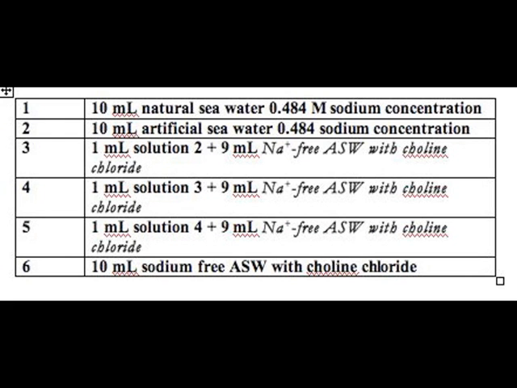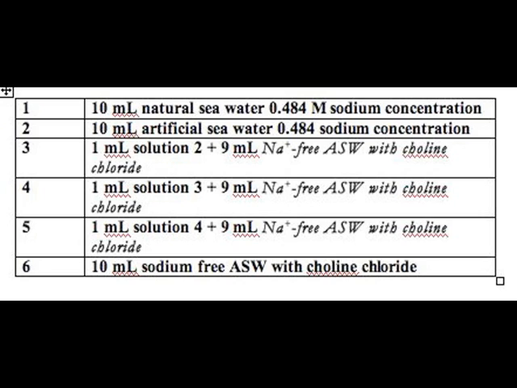The goal of the first lab is to observe the effects of varying sodium concentrations on fertilization. Solution 1 and 2 will both have a sodium concentration of 0.484. Solution 1 is natural seawater, while solution 2 is artificial seawater. And then solutions 3, 4, and 5 will have a diluted sodium concentration, while 6 will have a sodium-free environment.